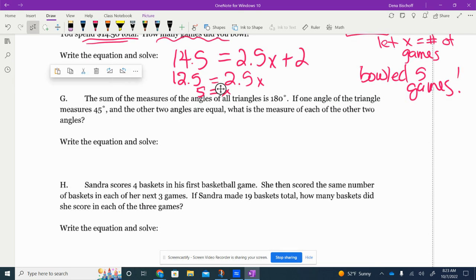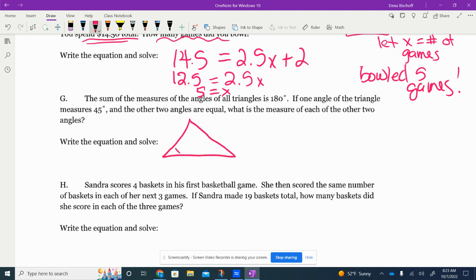So the sum of the measures of the angles of all triangles is 180. That is a true fact. If one angle of a triangle measures 45 and the other two angles are equal. So I'm going to draw a picture for you just to maybe help your brain.